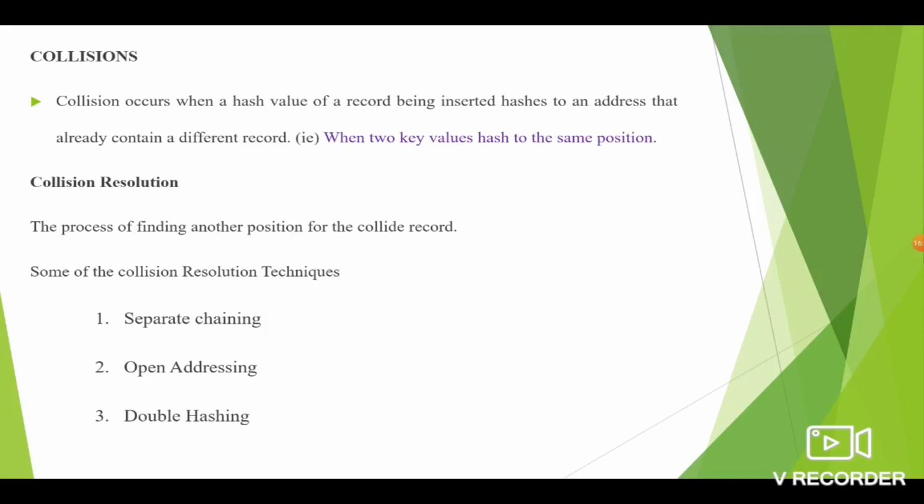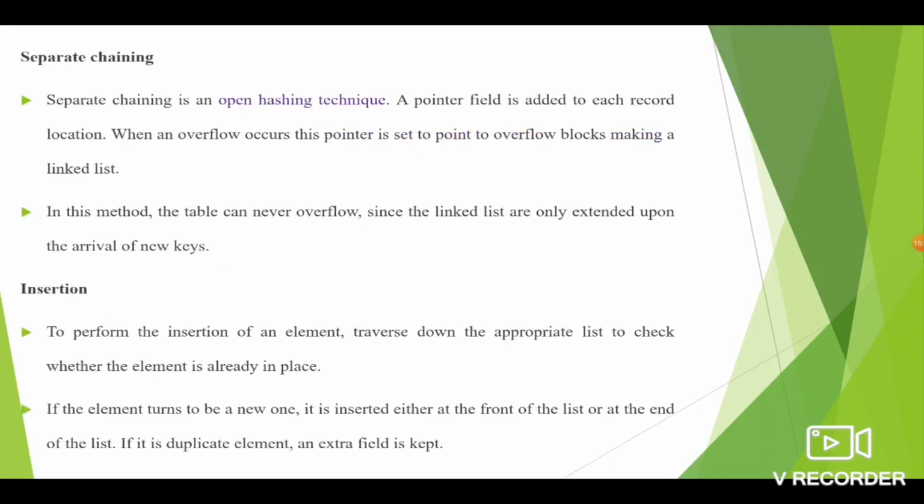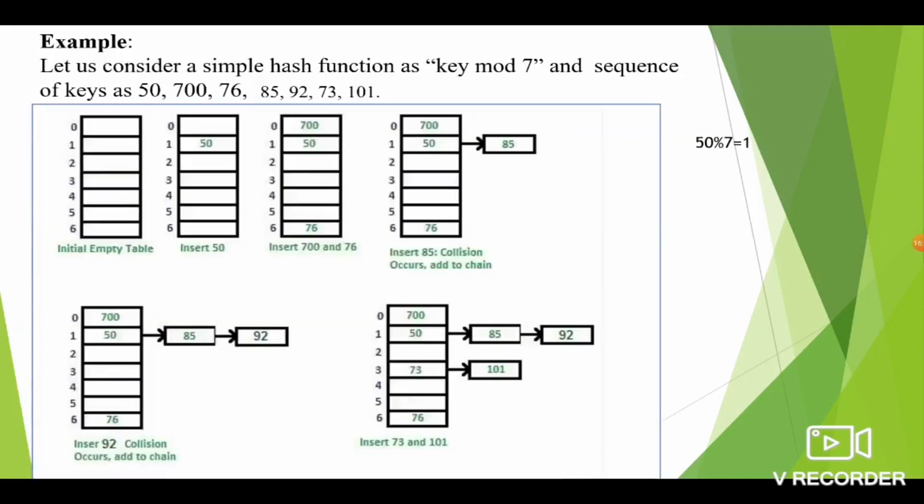To handle the collision, we use three collision resolution techniques: separate chaining, open addressing, and double hashing. Here we are discussing separate chaining and open addressing. In separate chaining, if we face a collision, then the new element is added as a new node in a separate linked list.